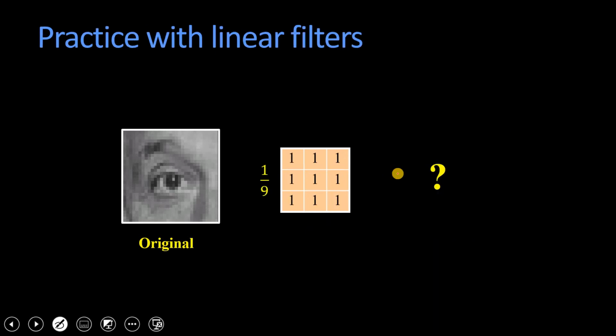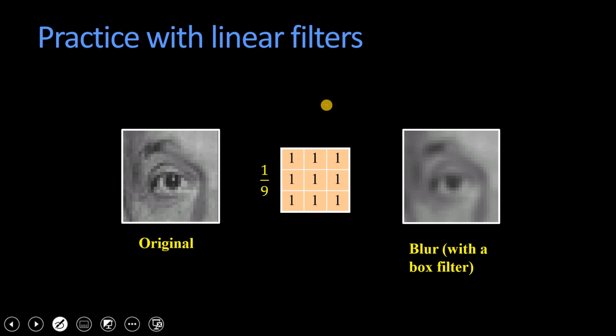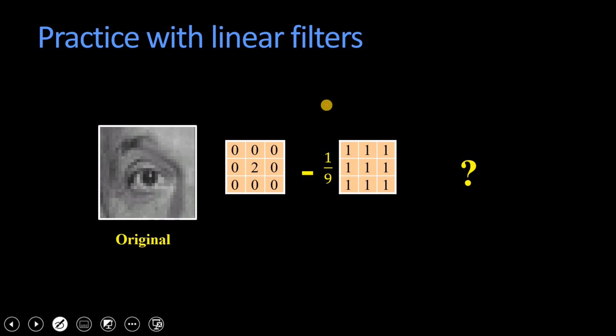So here is some practice with the linear filters. You have already done this. This is your original image and the filter used over here is the box filter, or the averaging filter. For the box filter, the output will be blurred, but noise will be removed, though there is some blurring that will occur.